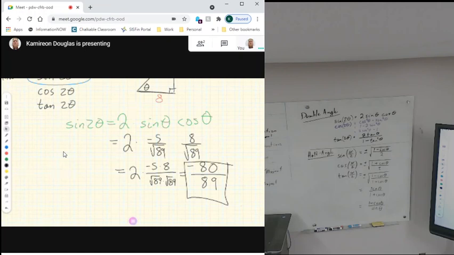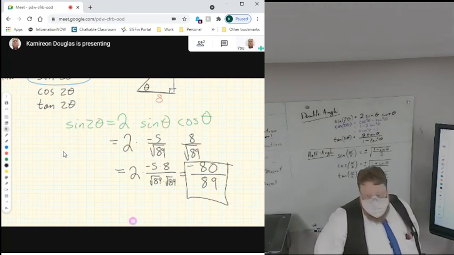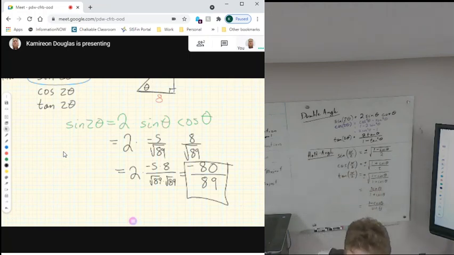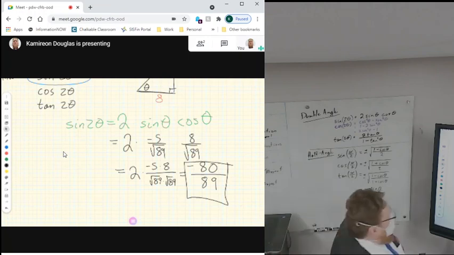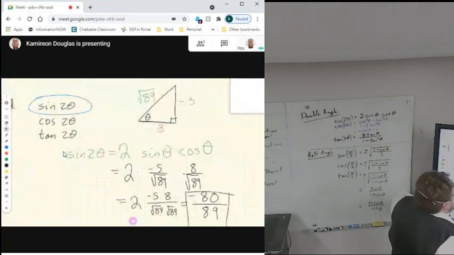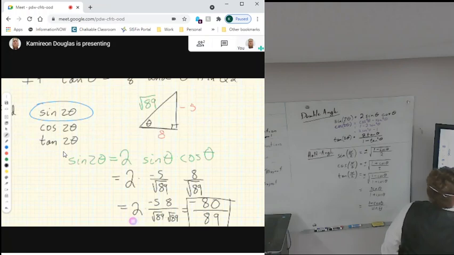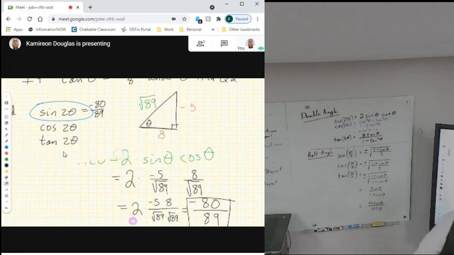Okay. So the problem asks us to find 3 things. We found the first one. Let's go through number 2 and number 3 real quick. My first solution was -80 over 89. Now I go to problem number 2, which says find cosine of 2 theta. I'm going to scroll back up. All right, let's do this. So my first answer we said was negative 80 over 89. Okay. What's for the next couple answers?